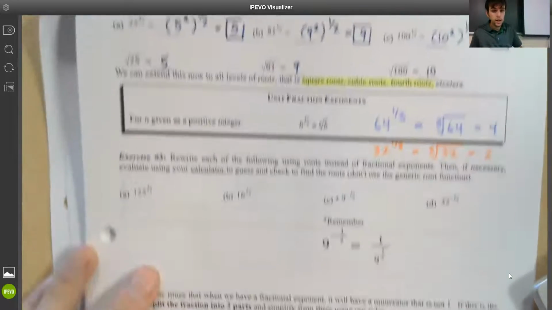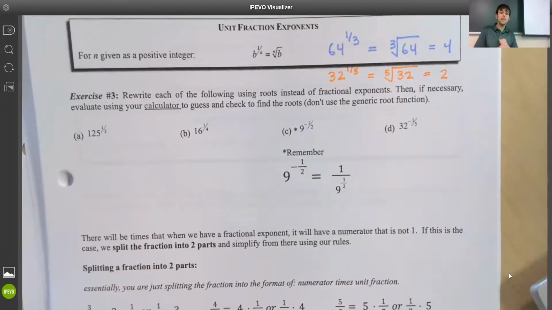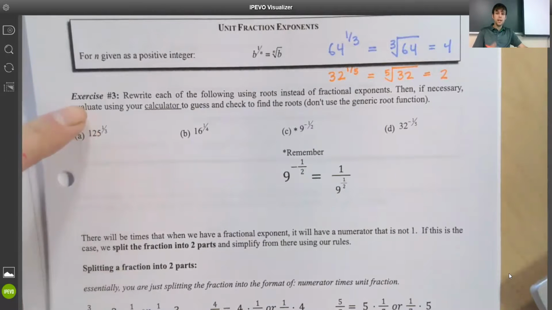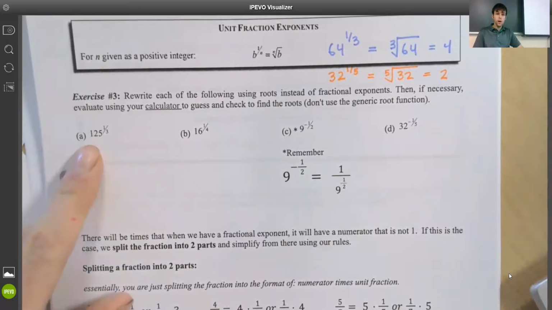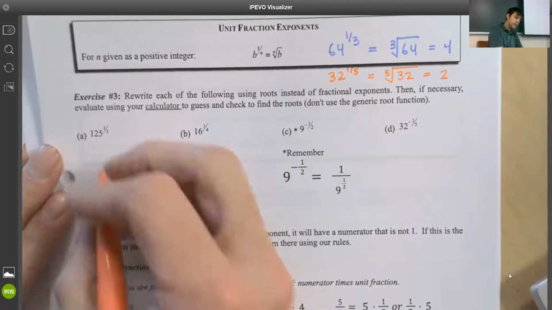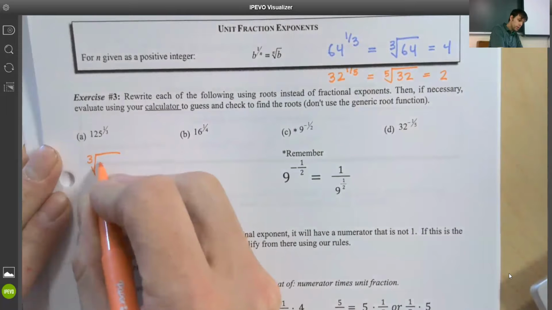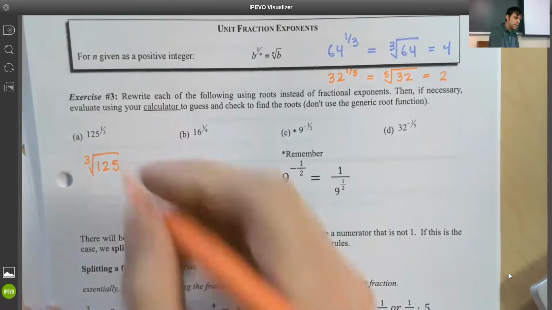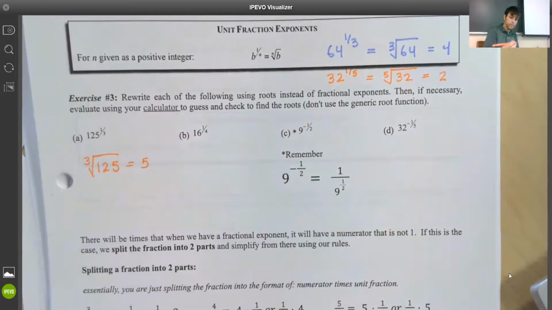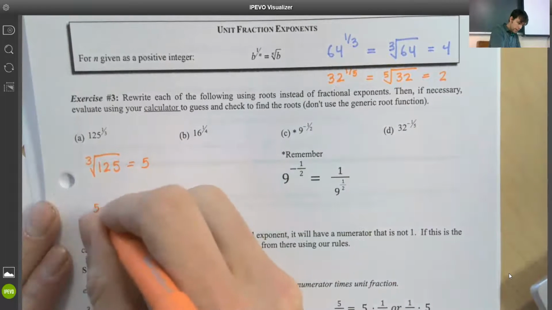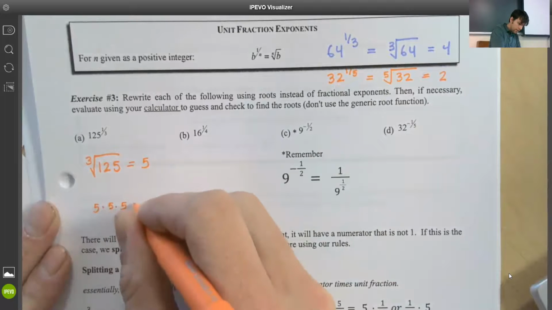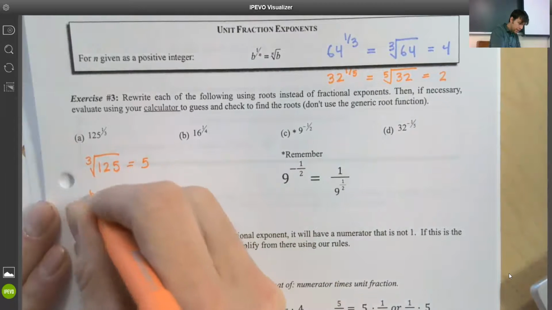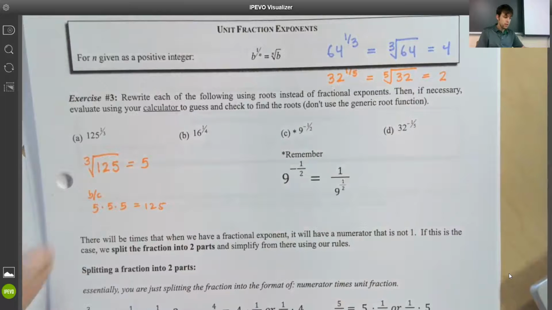All right. So let's go ahead and rewrite each of the following as roots instead of rational exponents. And then if necessary, we'll use our calculator to evaluate them. So 125 to the 1/3 power, that's the same thing as the third root of 125. Hard to know what that might be. The answer here is actually going to be 5, because 5 times 5 times 5 equals 125. That's why that works, this being 5 to the 3rd power.